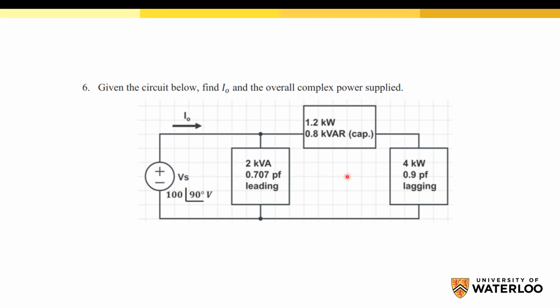So for example, this load here is giving 2 kVA, which means S, so we have the magnitude of S, and we have the power factor. So we can define this load. Here we have the kilowatt and kilovar, which means that we have active power P and reactive power Q. Here we have 4 kilowatt, which means that we have P and we have the power factor. So only 2 variables are needed to identify the load.